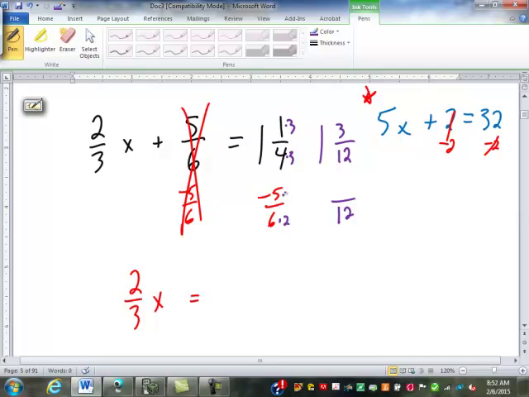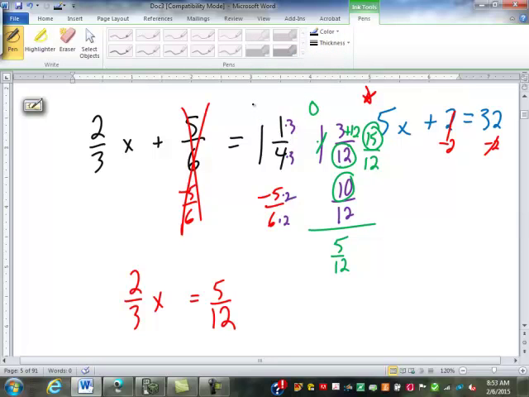6 times 2 is 12, so 5 times 2 is 10. Now we're subtracting here, so we're going to have to borrow from the 1. This will be 0. That one whole number there contains 12 pieces because we have a denominator of 12. So 3 plus 12 is 15 twelfths now. We just changed the 1 and 3 twelfths into an improper fraction, so it's 15 twelfths. And now we're subtracting. 15 twelfths minus 10 twelfths is 5 twelfths. So our 2/3 x equals 5 twelfths.